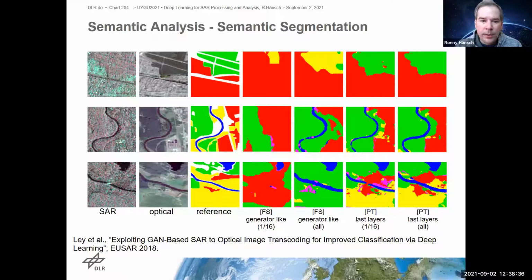So here you see a couple of example images. That's the input SAR. The optical is just for reference. It was not used. So this is the reference data. Those are the two networks that have been trained from scratch, either only on a small part of the training data or all the training data. It's making big errors, as you can see. And here you can see the self-supervised network that was trained on the transcoding with a small amount of labels or all the available labels. You can see the solution is quite stable and very much consistent with the reference data.